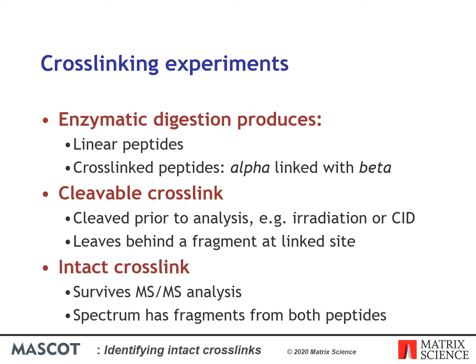Conversely, intact crosslinks survive MSMS analysis. There is additional complexity to the cross-linked spectrum. Alpha fragments that contain the linked site have a mass offset equal to the beta peptide mass plus the linker molecule, and vice versa for beta fragments. The search engine must be able to fragment cross-linked peptides in silico. However, the advantage is no post-processing step is needed.